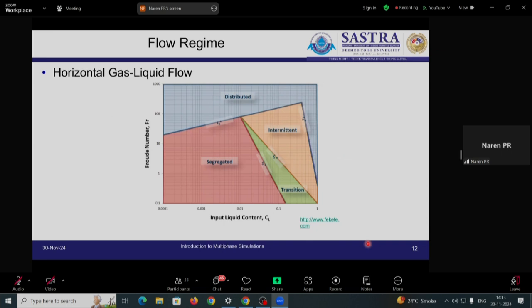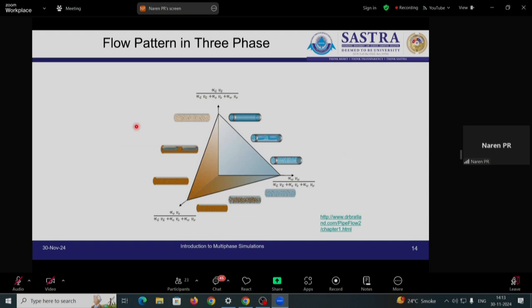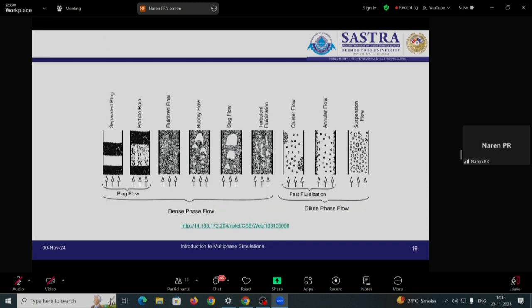Again, this is for horizontal flow, and this is for a vertical flow, with a different velocity as the abscissa and in the ordinate. This is actually for a three-phase flow, where you have an aqueous phase, an oil or organic phase, and then how it gets dispersed. Now this is for a gas-solid system, where again you can have multiple patterns.